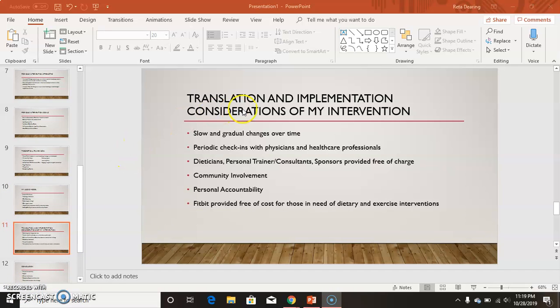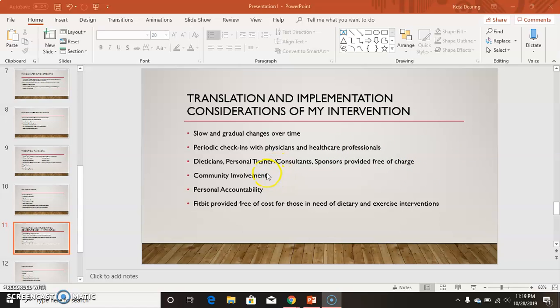Okay, for translation and implementation considerations of my intervention, they would have to be slow and gradual changes over time. Periodic check-ins with physicians and healthcare professionals. Dietitians, personal trainers, consultants, sponsors, all provided free of charge. So it'd be either covered through insurance or fundraising or government grants.